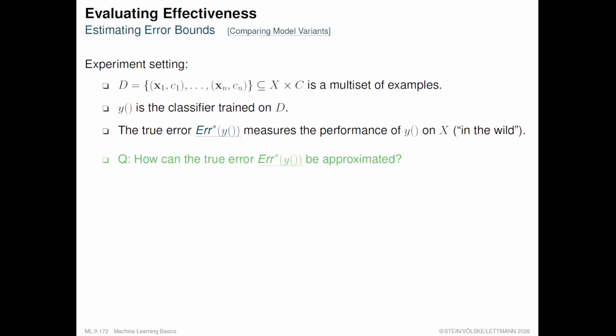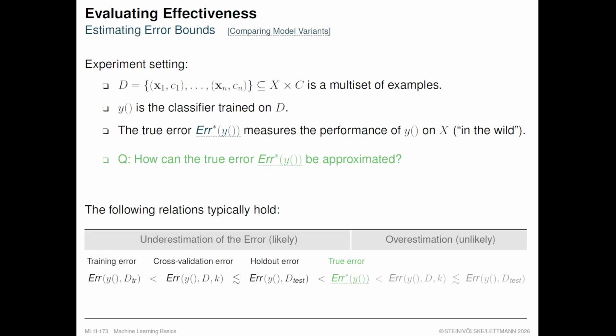But nevertheless, we need some way of estimating it, and we'll have a look at a few ways to actually find bounds for this error. And this is also what people are doing every day when they are training ML models. They are asking themselves, how can I estimate how good my model is, and how much can I trust this estimation? So important part here. And we basically have a typical relation here between all these things that we will get to know now.